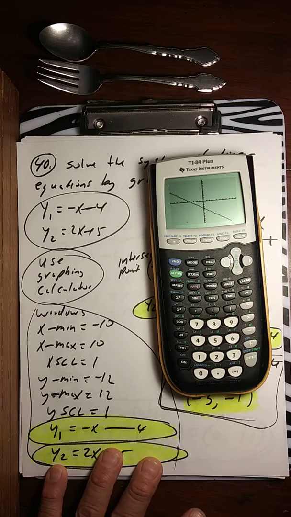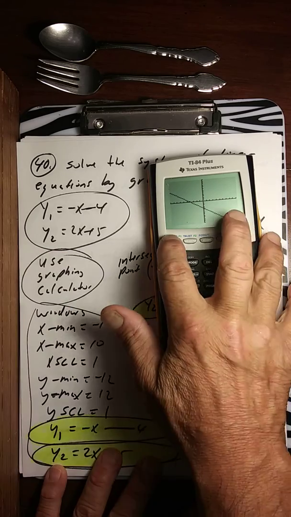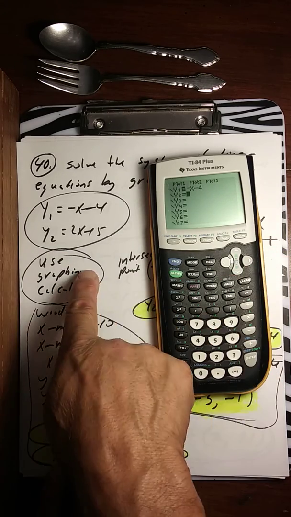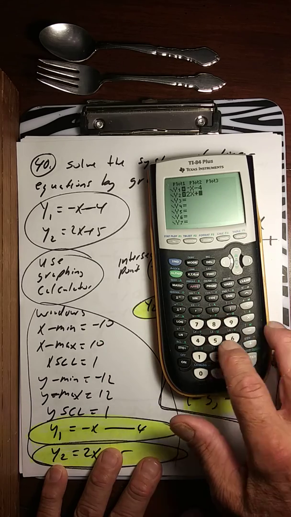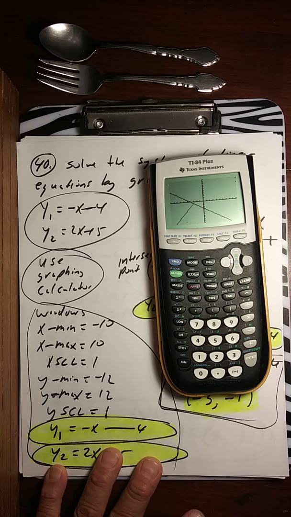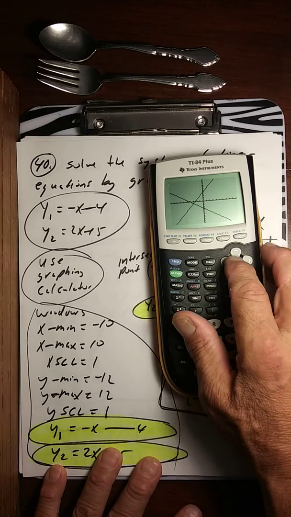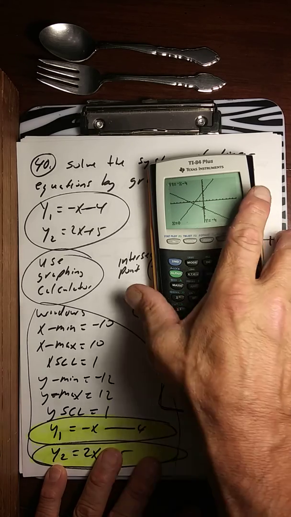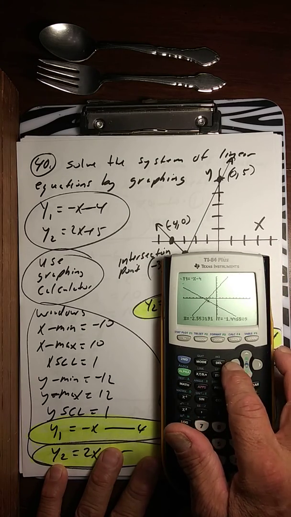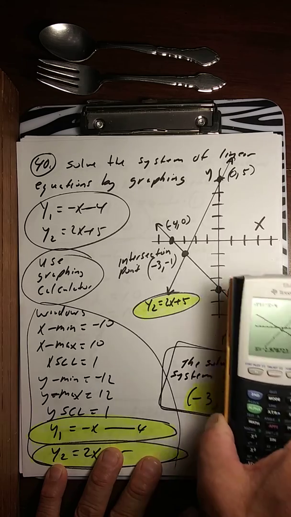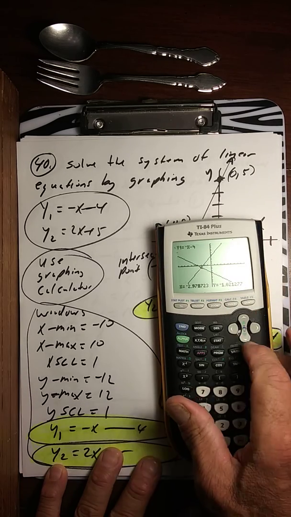We've got one graph, one line. Second line: y is going to be 2x plus 5. Hit graph. There we go. And you can do a trace, and you can start getting close to this point right there. So it looks like it's going to be -3 and -1.